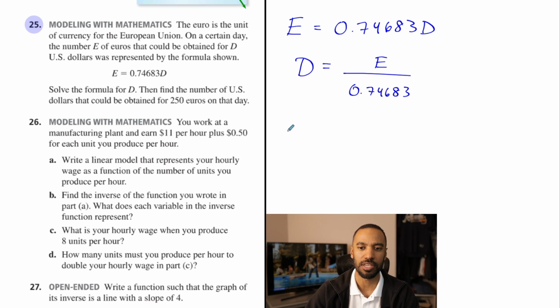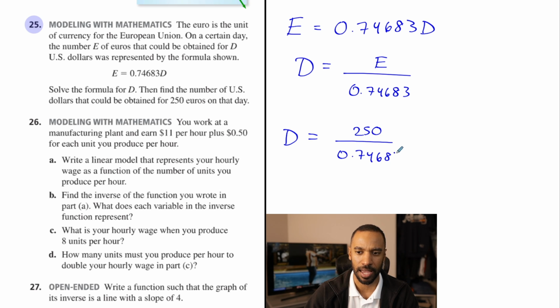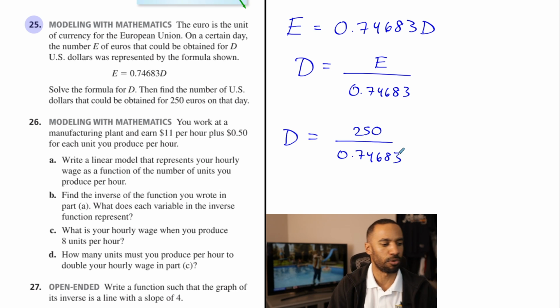So 250 euros gets you how many dollars D, and this is where we would need a calculator. I actually didn't prepare that part. Let me use my phone for that. Give me 1 second.